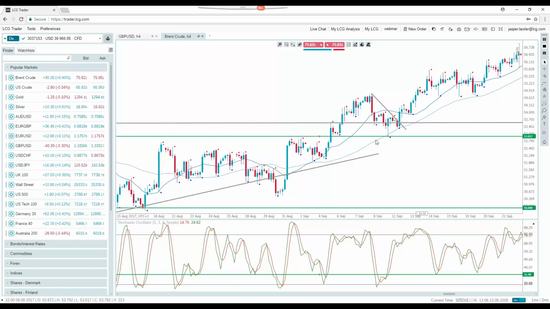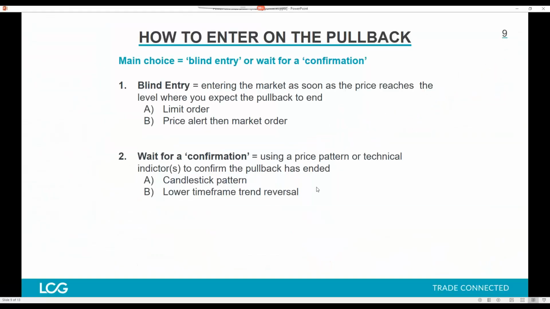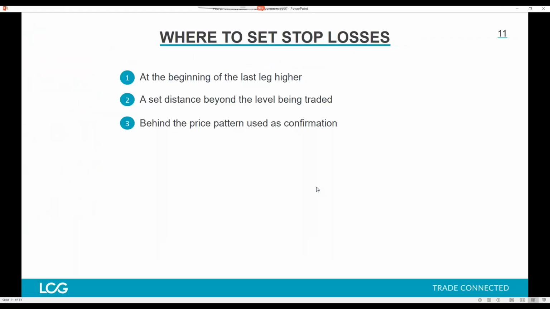And then typically what you'll do, as I mentioned on this next slide, in terms of a stop loss, when you're using a price pattern or an indicator as a short-term confirmation, you just put your stop loss behind that most recent price pattern, because you're buying higher. You can't really put it at the beginning of the last leg, and you can put it a set distance beyond the level being traded, but this is the logical one when you're using a confirmation.